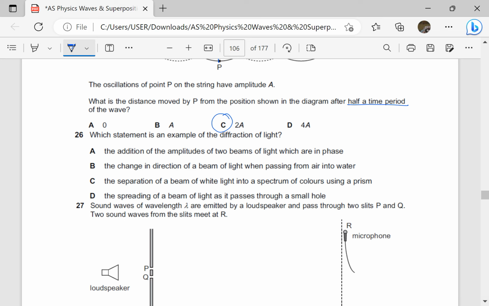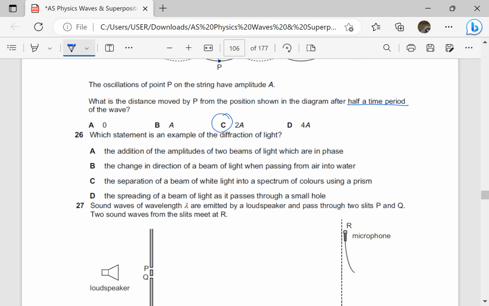Which statement is an example of the diffraction of light? Number one, addition of the amplitudes of two beams of light. That's not diffraction, that is superposition. The change in the direction of a beam of light, that could be reflection or even refraction. The separation of a beam of white light into a spectrum of colors using a prism. Actually, that is dispersion. It is not really diffraction, because diffraction should result in interference maxima.